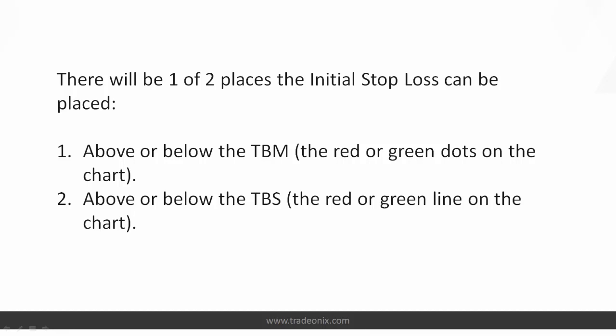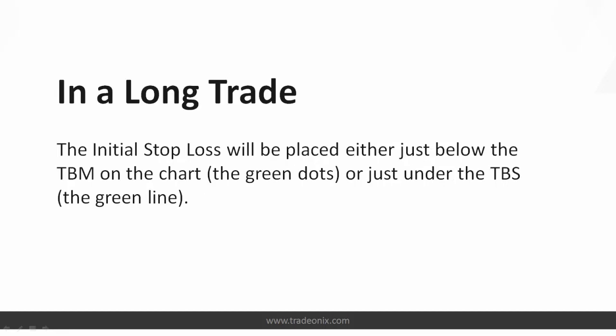The first is above or below the TBM. That'll be the red or green dots on the chart. Number two is above or below the TBS, and that's the red or green line on the chart. In a long trade, the initial stop loss will be placed either just below the TBM, the green dots, or just under the TBS, and that's the green line.